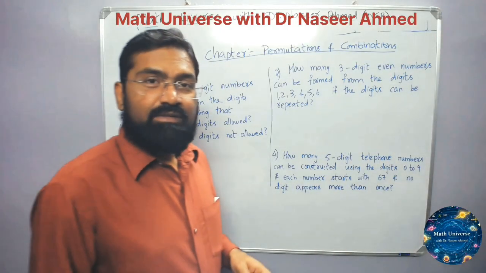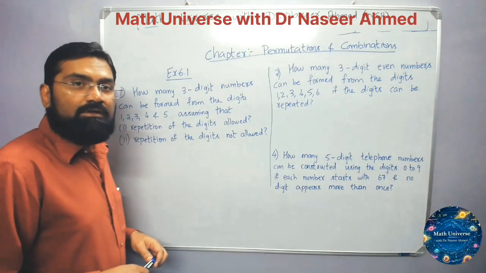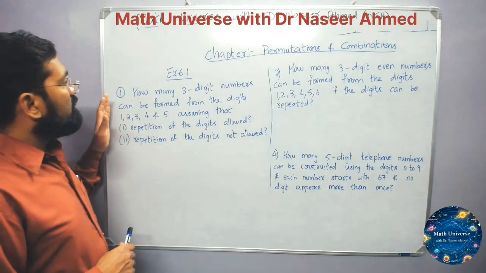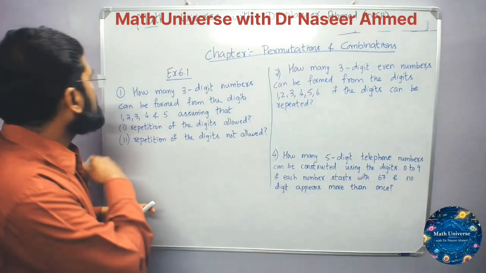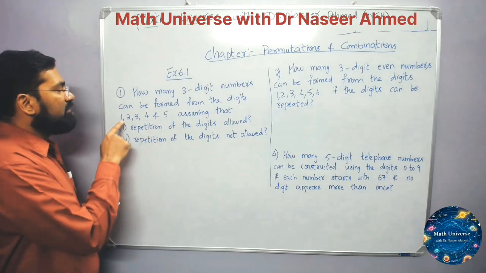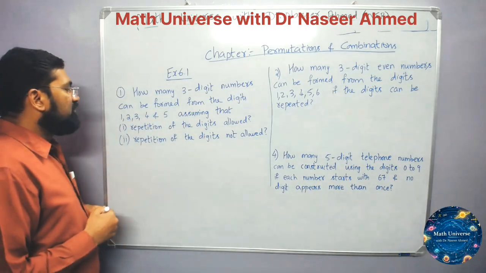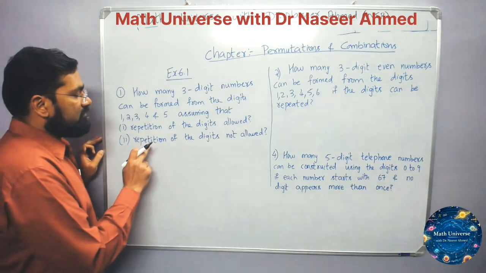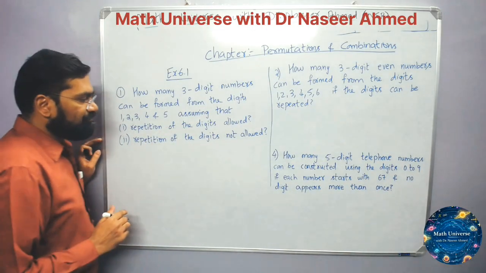Dear students, let us move on to the next problem. I have taken this problem from exercise 6.1 and I have given the same numbering as per the textbook. The question says: how many 3-digit numbers can be formed from the digits 1, 2, 3, 4 and 5, assuming there are 2 conditions. First, repetition of the digits allowed. Second sub-problem, repetition of the digits not allowed.